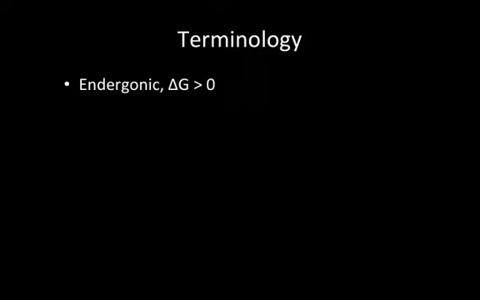Some terminology associated with Gibbs free energy are endergonic reactions and exergonic reactions. Endergonic reactions are reactions that require energy to proceed because the delta G is greater than 0 and will not proceed spontaneously. Exergonic reactions are reactions where the delta G is less than 0 and will proceed spontaneously. This is a bit different from endothermic and exothermic reactions because endergonic and exergonic reactions also take into account the change in entropy.